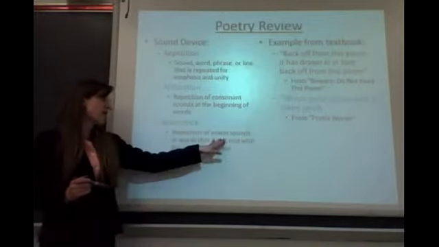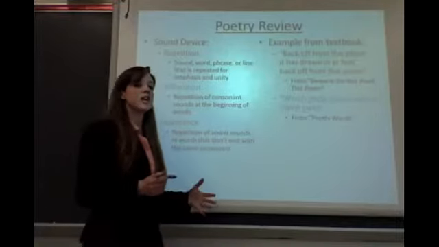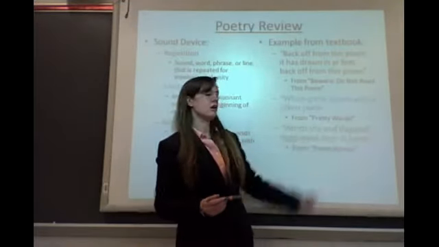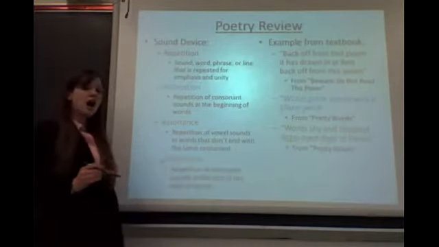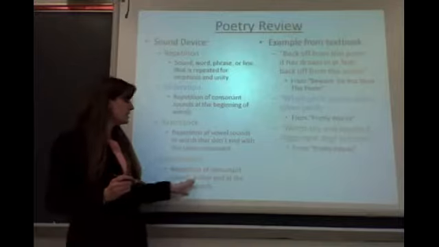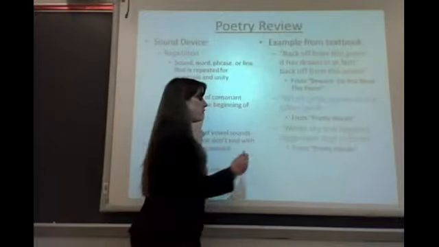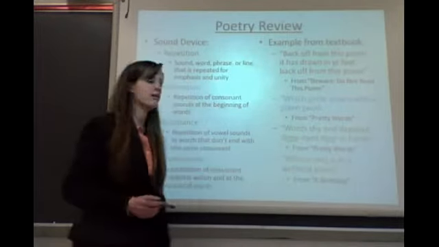Assonance is when we have a vowel sound in a word that doesn't rhyme but still has that same vowel. For example, we have deep-eyed deer in the poem Pretty Words. And consonance. We have the consonant sound again, but it's in the middle or the end of the word. For example, nest, watered, and shoot, the T there.